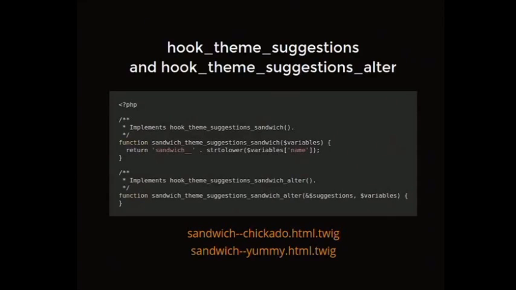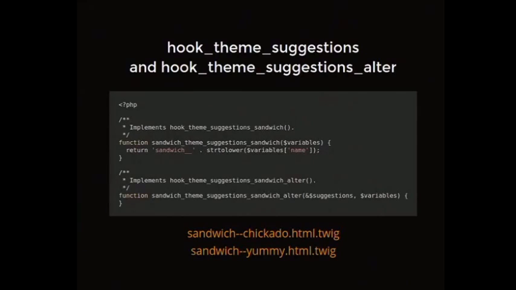You simply just return an array, or a string if it's a single item, of the theme suggestions that you want to create. And it will just take the variable from the variables, then the name variable, and create a new theme suggestion from that. And then it will override the default option if someone has specified a template which is called that.